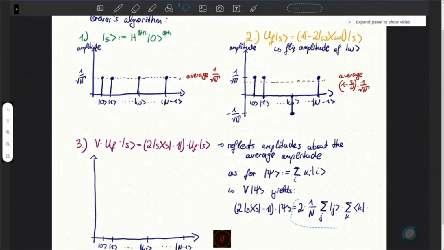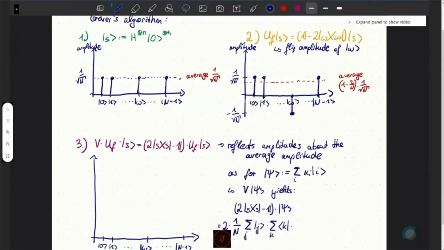Let's move that to the next line. This I apply to my state psi, so to the sum over all I, alpha I, minus, and then identity applied on psi just gives me psi. So just minus that state.